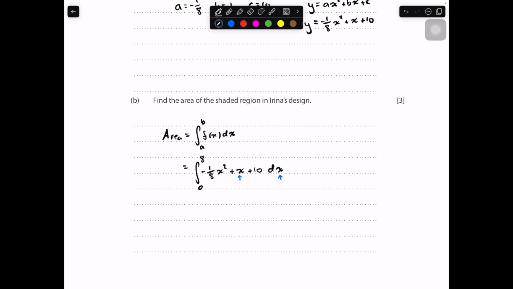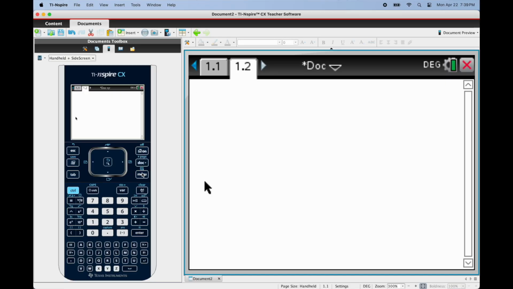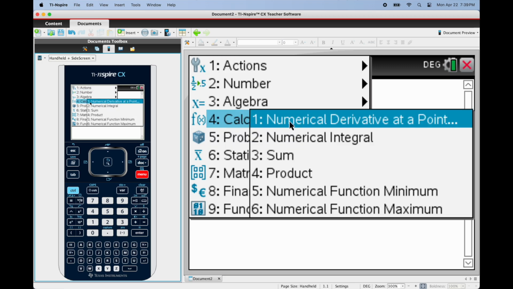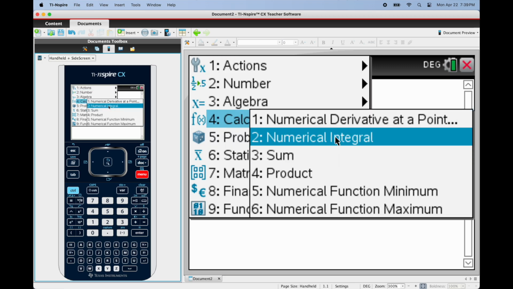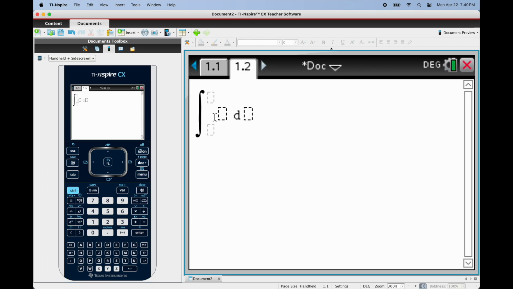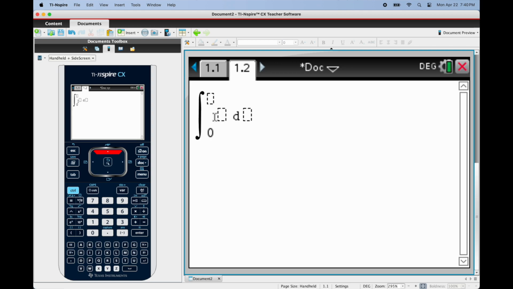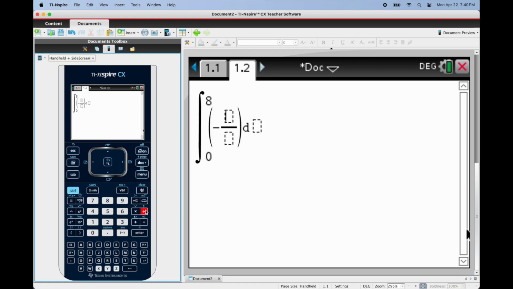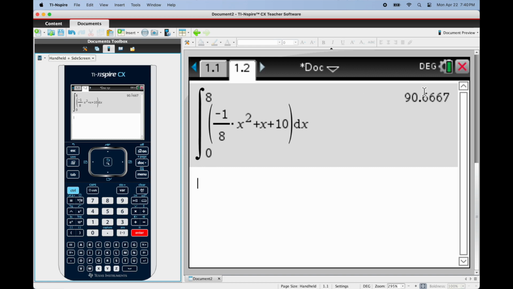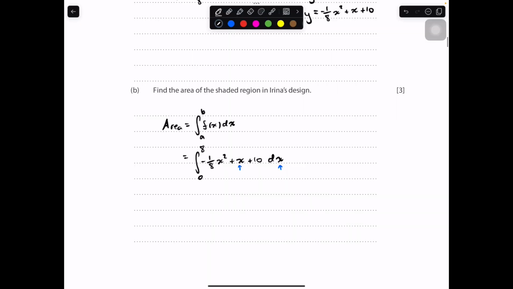Okay, let's go back to the calculator and work this out. Menu, calculus, and we want to find the numerical integral. There we go. That's exactly what we have here. Starting point, ending point, and then our function, negative 1/8 x squared plus x plus 10, and then it's in terms of dx. Remember, these match. Here we go, 90.6667 or 90.7. So let's go back to the document and work it out.